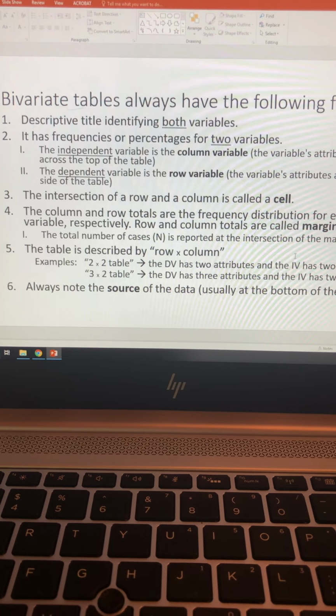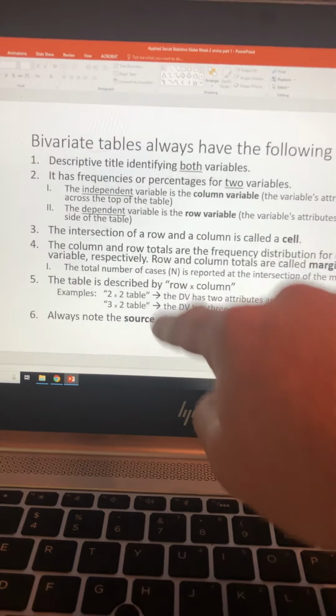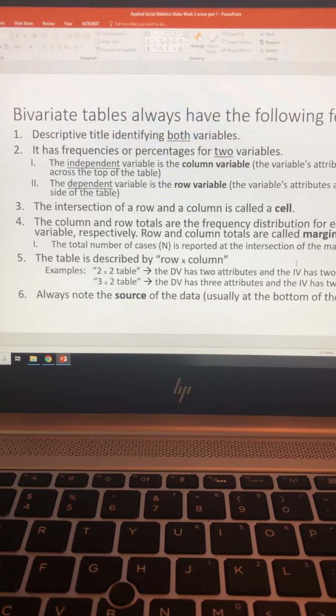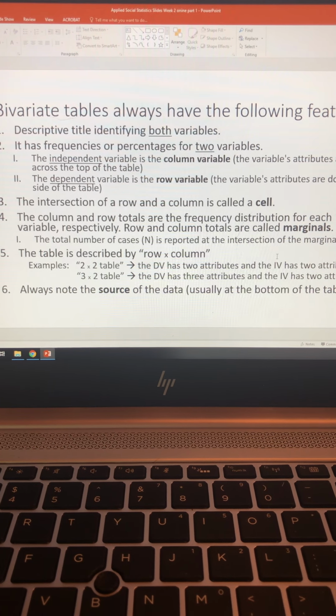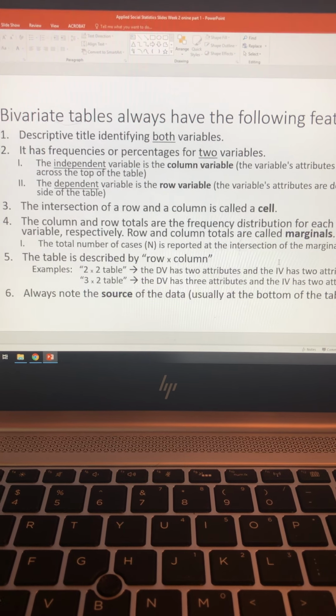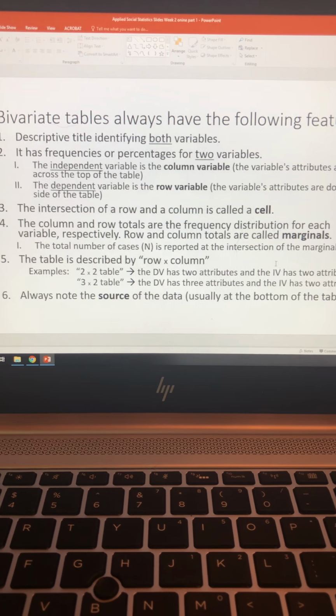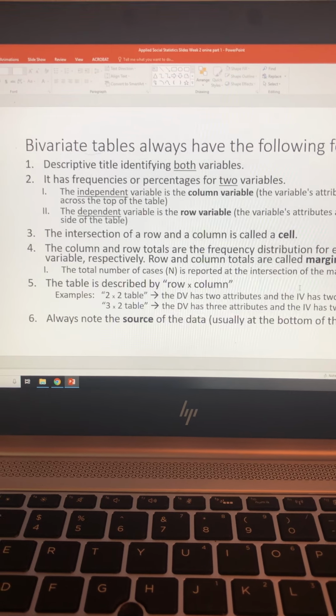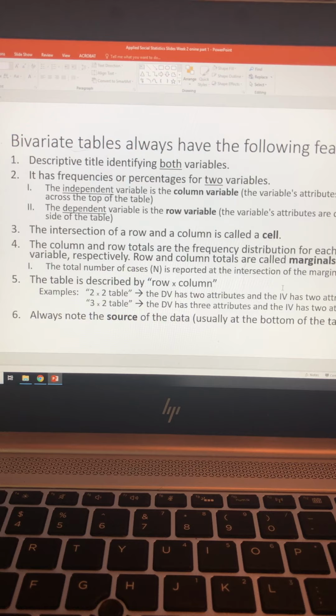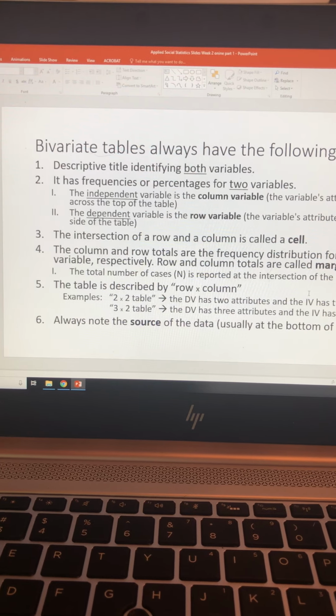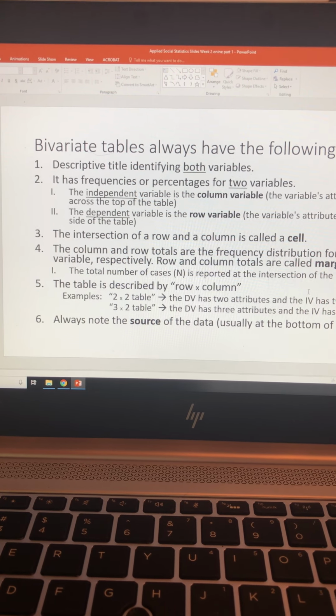Okay, and then number 6, I'm just going to jump ahead to, always a source. I always want to know the source of the data. So typically at the bottom of the table, and hopefully you're used to that at this point. It's 2 through 5 that's the new stuff. So bivariate tables always have frequencies or percentages for 2 variables.